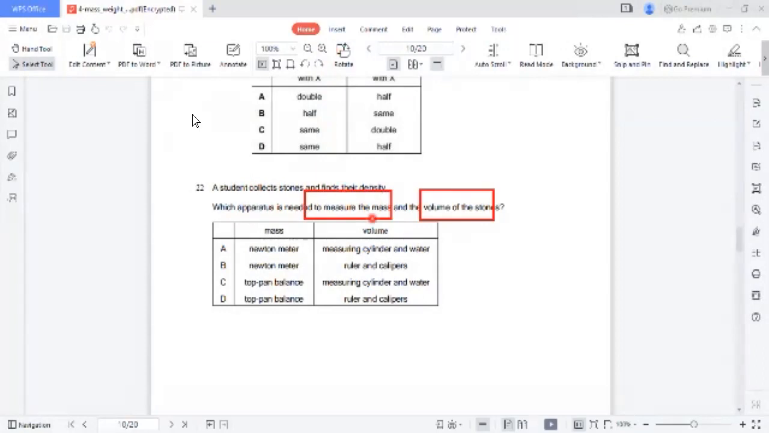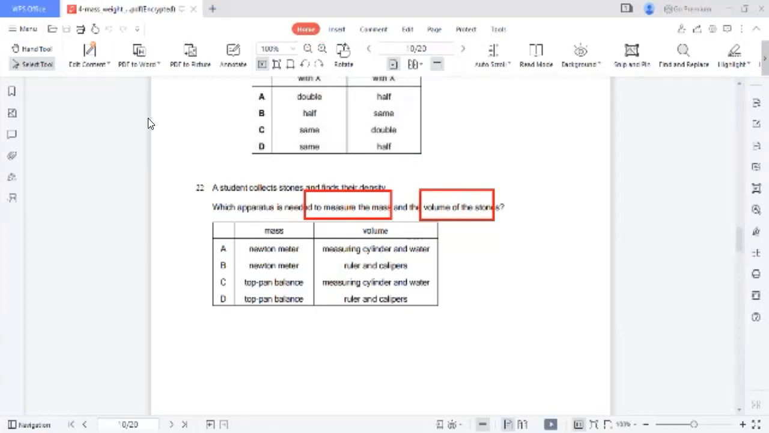So for mass, we know that there is a balance machine, a top pan balance machine. And for volume, because the stones have random shape, we can use a measuring cylinder with some water or something like that, or any other liquid. So let's see which option is available.